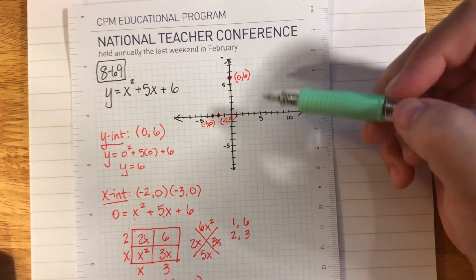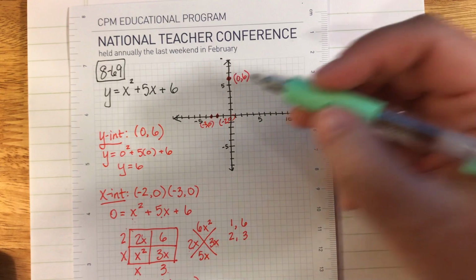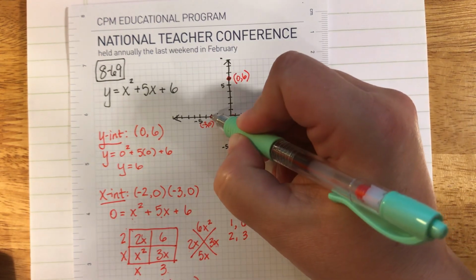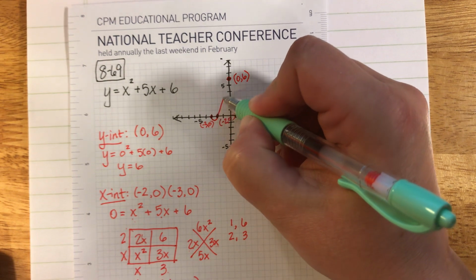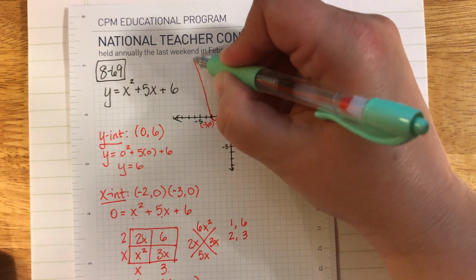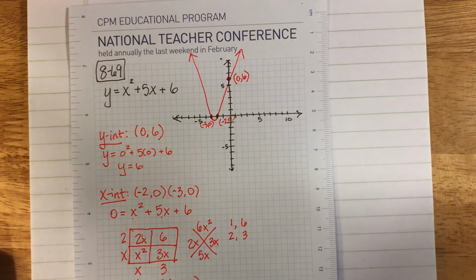Okay, so here's my parabola. Remember, the vertex is always going to be halfway in between my x's. So it's going to come down somewhere about here, and it's going to go up through the 6, and then in the same fashion go up that way.